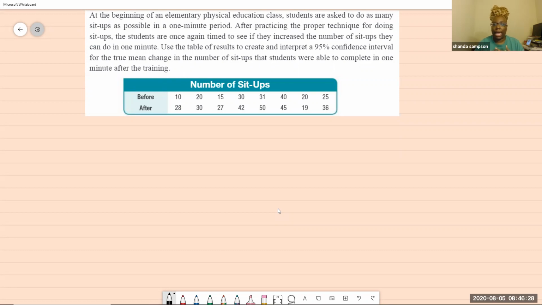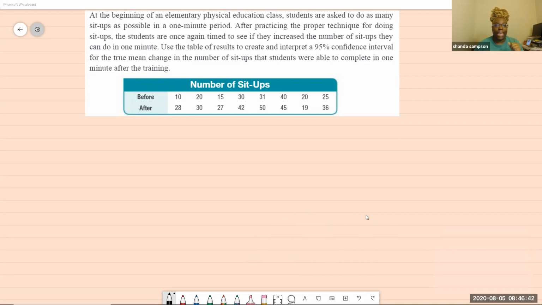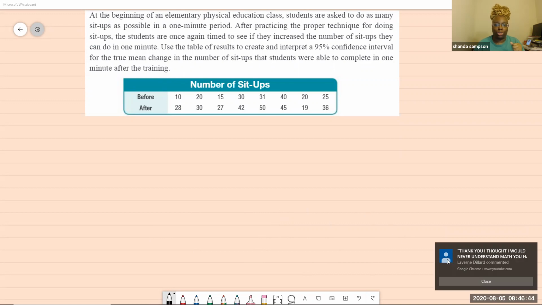They do this in a lot of elementary schools, pre-COVID, when it was actually in school. I know this is true because my daughter had to do it. She did her sit-ups before and after and was so excited that she was able to do them.